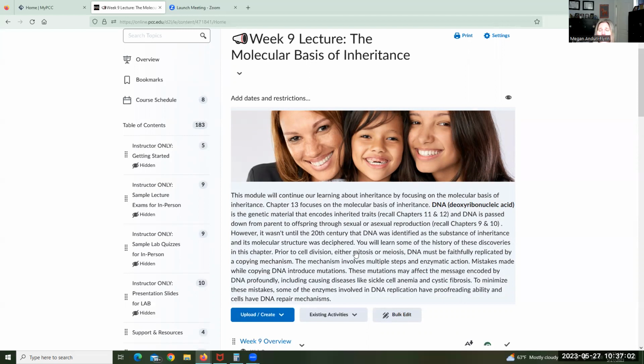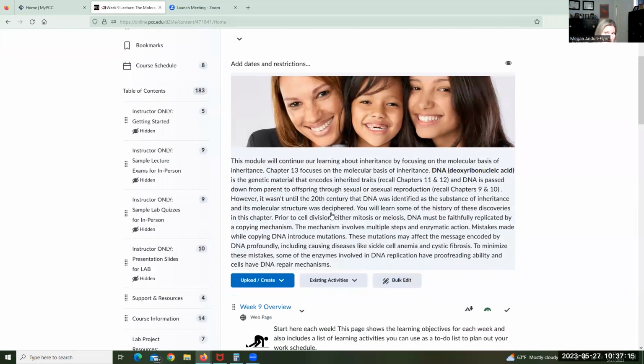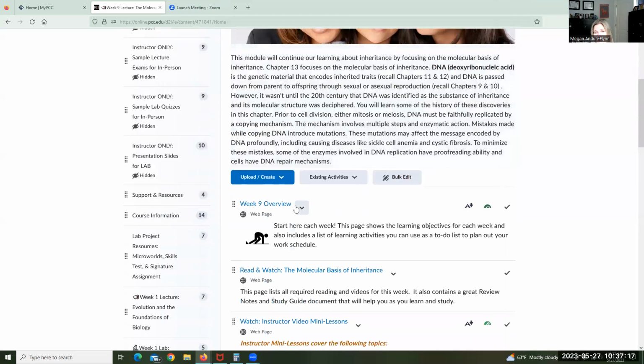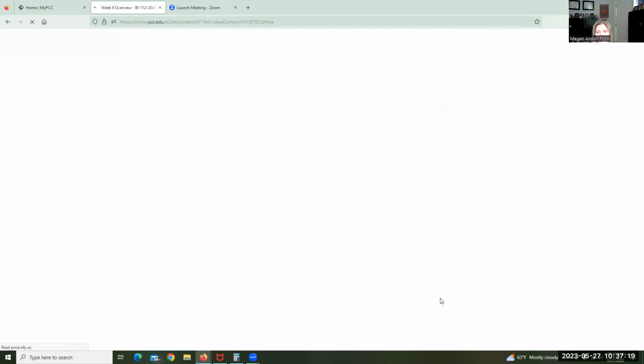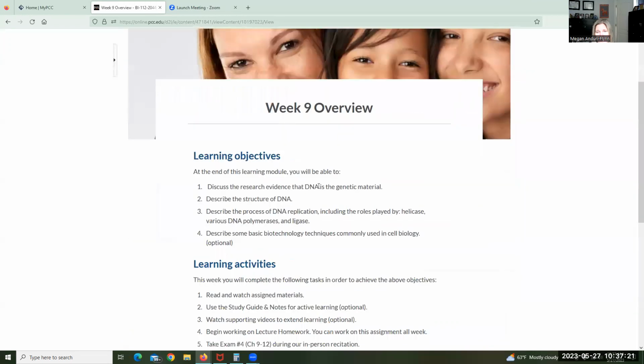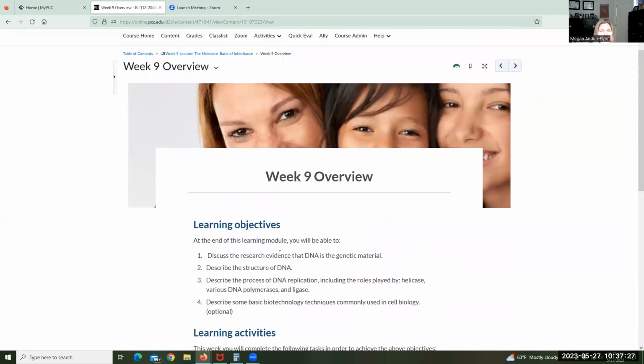We'll also go into a little bit more detail about how mutations occur within our DNA and how that can end up affecting the protein that is being made, which affects the overall trait. So as always, good idea to do the overview. Make sure you read through the objectives and understand them before you take the quiz this week.